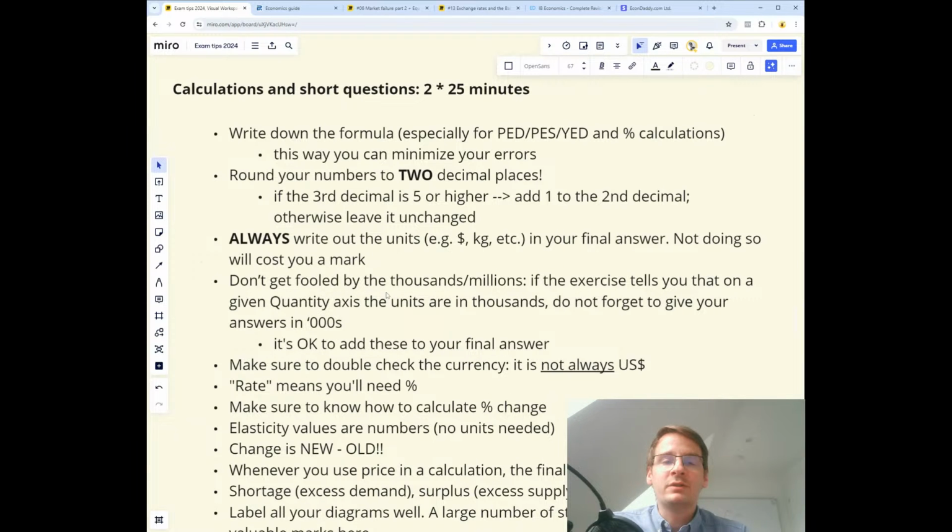Don't get fooled by the thousands or millions. Also, it refers to the units. In some cases, on the quantity axis, you might see that it's given in thousands of kilograms or millions of kilograms or packs or whatever. Make sure again that at the very end, you add these thousands or millions to your final answer. So in your workings, feel free to not add those thousands, millions, but for the final answer, don't forget about them. Very important, because again, you can lose a mark.